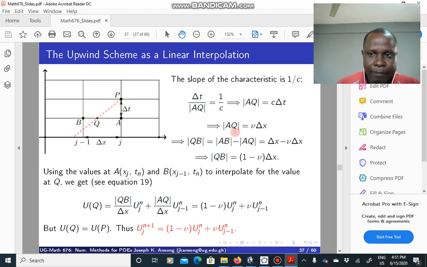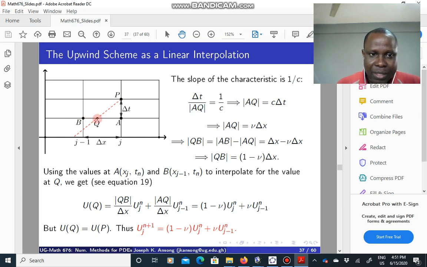Using the CFL number, I can write c delta t as nu delta x. So the absolute value of AQ is equal to this. The distance from A to Q is also equal to this. Also, I need to get the distance from Q to B. The distance from Q to B is equal to the distance from A to B minus the distance from A to Q. A to B is delta x, and A to Q we just found is nu delta x.